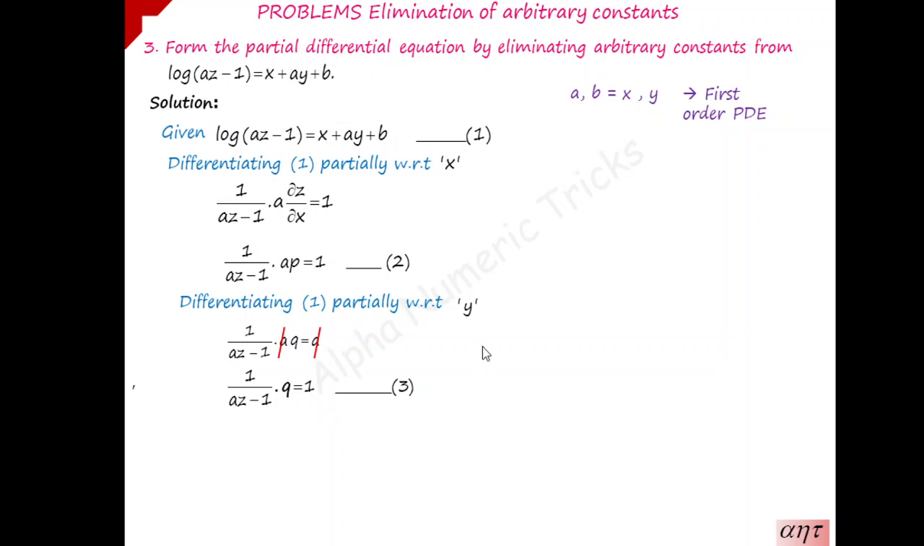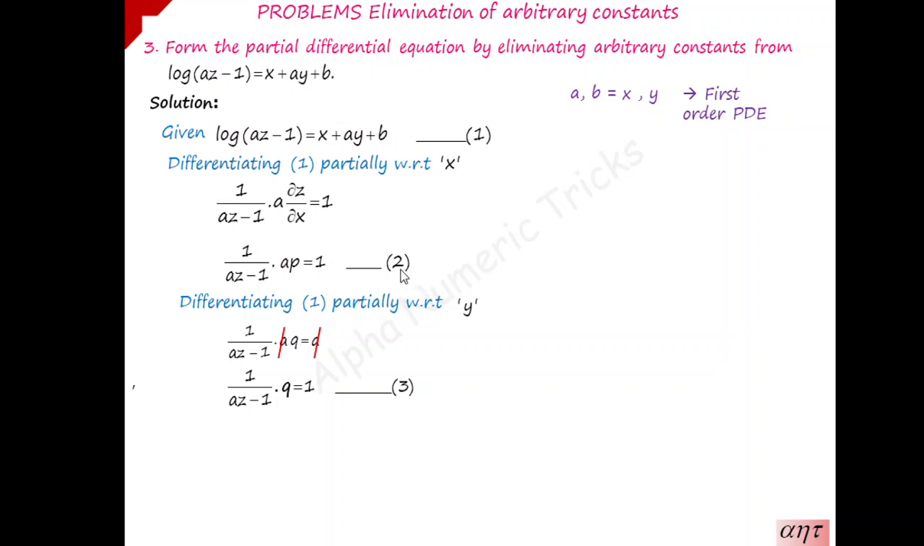Now how will you eliminate the arbitrary constants a and b here? Yes, in previous problems we did it this way using equations 2 and 3 in 1, that is substituting the constant values which are readily available in equations 2 and 3 into equation 1, and you can form a partial differential equation. But in this problem that is not possible because equations 2 and 3 do not have the constant term b value. So the substitution in 1 is not possible. We have to do some other way to eliminate the arbitrary constants. Then how will you eliminate?